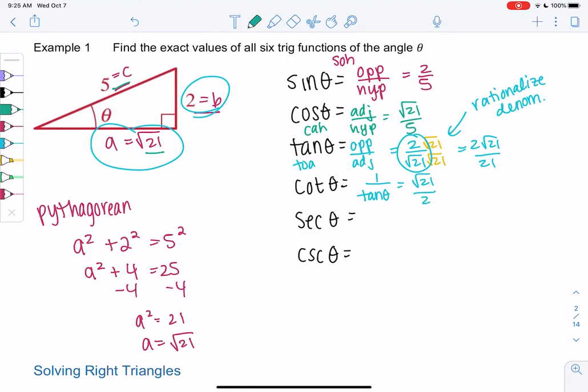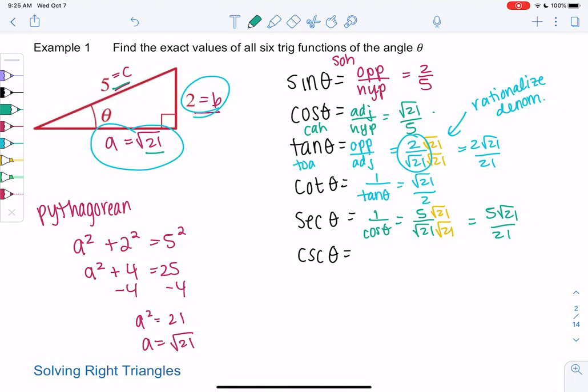Secant was 1 over cosine. So it's just the reciprocal of cosine. So it'll be 5 over root 21. Just flipping that one. I'm going to rationalize just so we can get practice with that. So multiply top and bottom by square root 21. So we get 5 root 21 on top, and then the denominator just becomes 21.